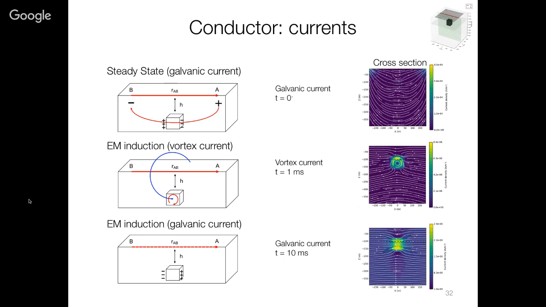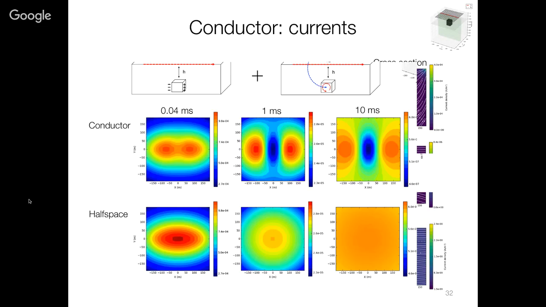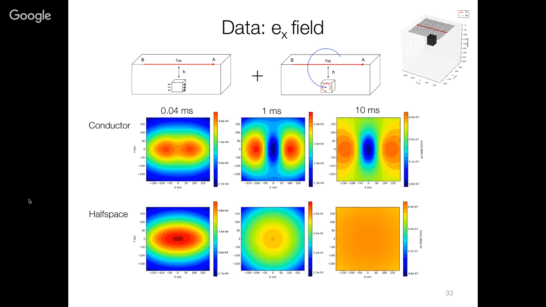Vertical, yeah. So HZ might be pretty good. Okay, let's see. So here's EX. Here's our object here. Here's our half space. And here's what we have with the conductor. So at 0.04 milliseconds, it looks like this. So it's a little bit different than half space. But stuff really hasn't had time to kind of diffuse down.